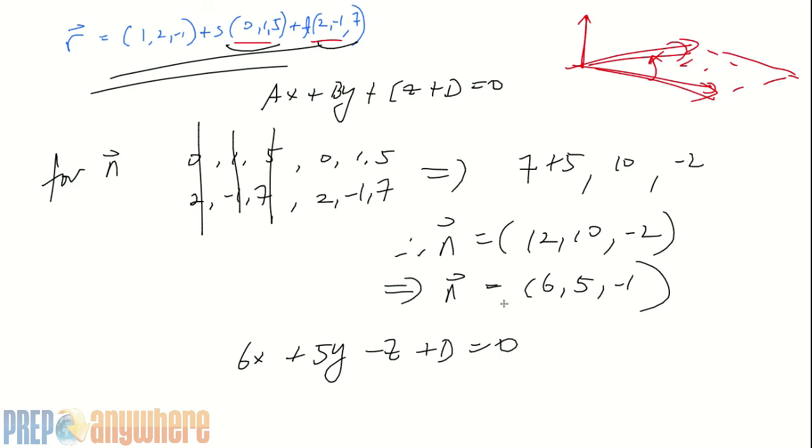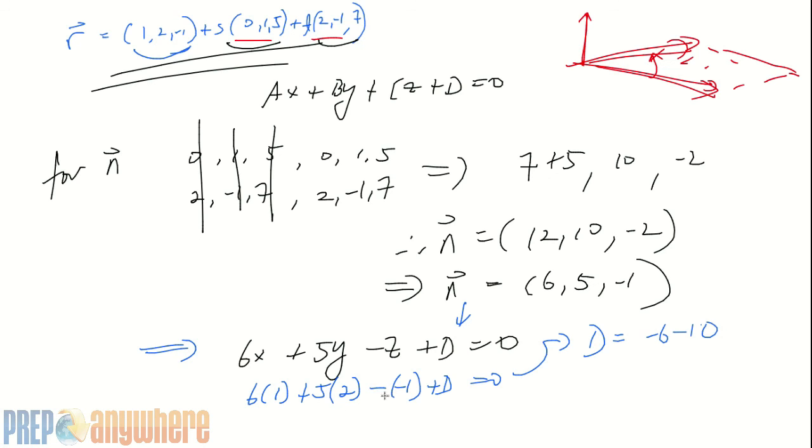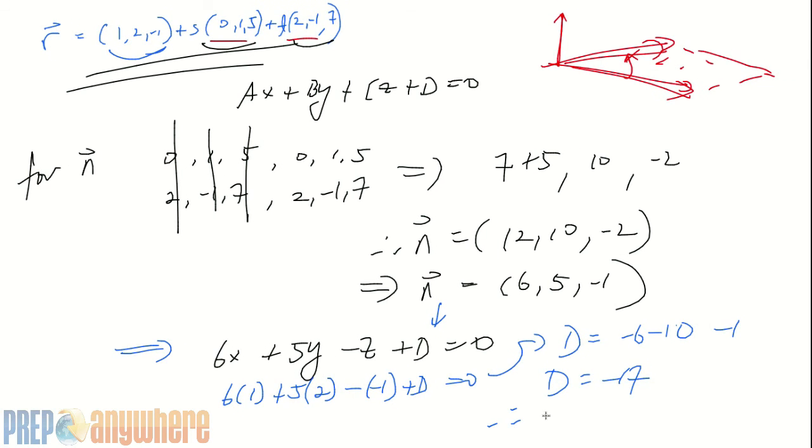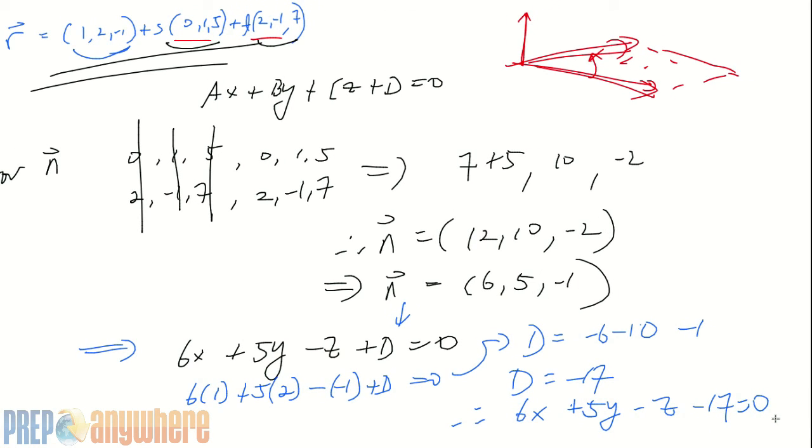Okay, so to find d, we know that the point (1, 2, -1) is in this plane. So we plug it in. (1, 2, -1). So d is going to equal minus 6, minus 10, and minus 1. So d is equal to minus 17. Therefore, the equation of the plane we're looking for, the scalar equation, is 6x + 5y - z - 17 = 0. Okay, that's another way of writing the equation of a plane over this one here.